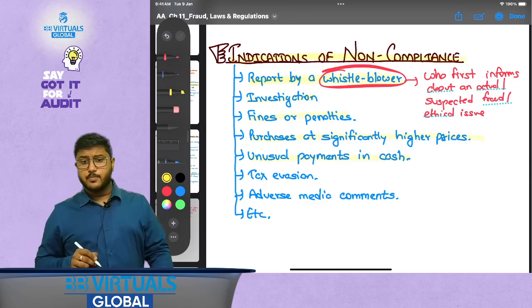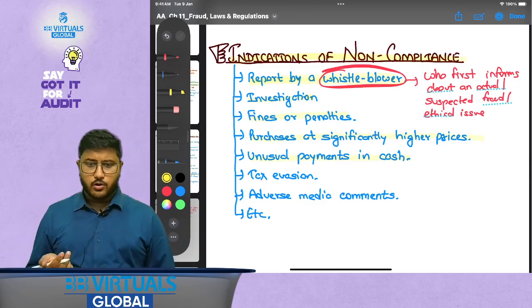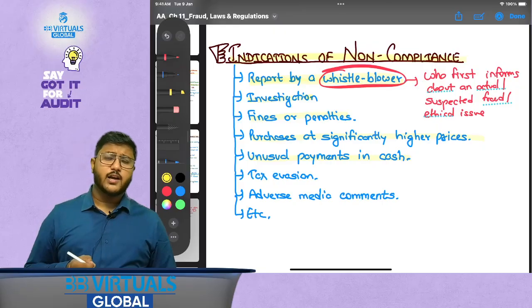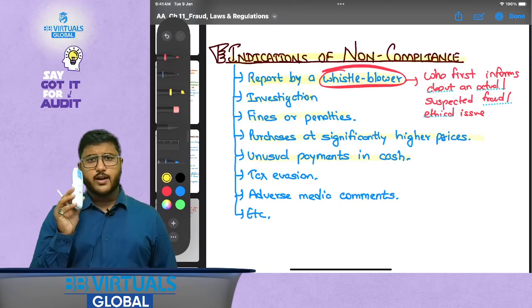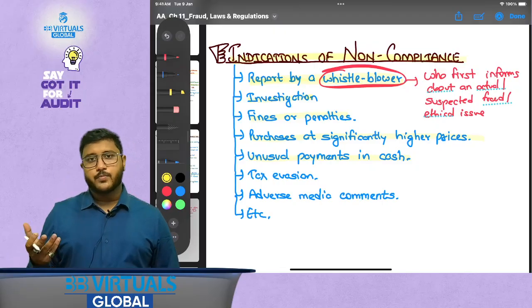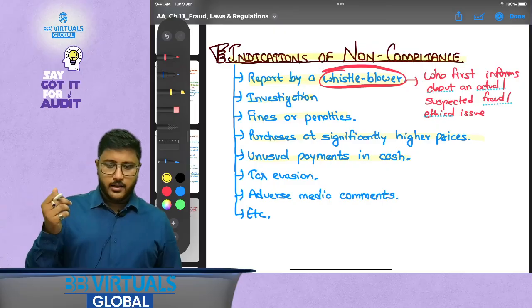If you are making unusual payments in cash, then also it could be an indication of non-compliance, that you are not complying with the laws and regulations. Similarly, purchases at significantly higher prices. If this remote is worth 10 rupees and I am buying it at 100 rupees, this could be an indication that I am overpaying for an item, that I am routing money to other people.